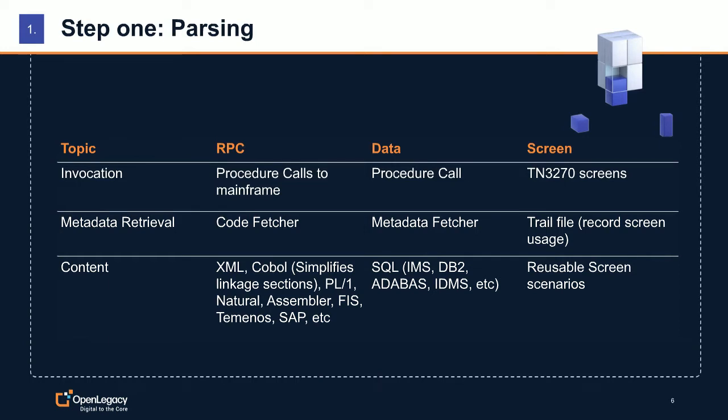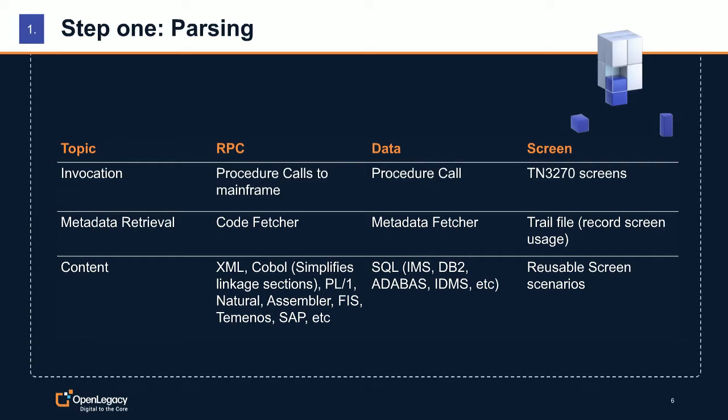But another key thing a lot of people don't always think about is their screens. If they have a 3270 screen on an IMS system, you have to have a way to record the screen usage of a scenario, a usage scenario of a customer. We use trail files for this. A trail file is a good way to record the information as a user goes through the different screens and figure out their usage pattern.